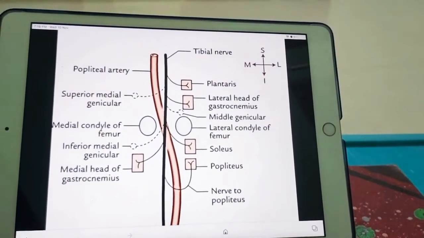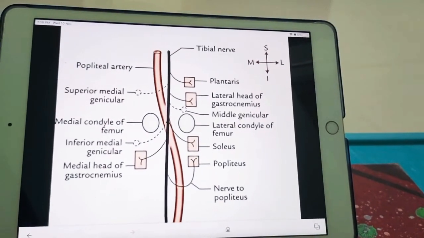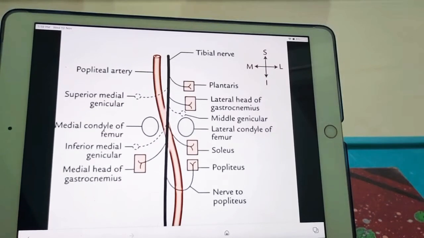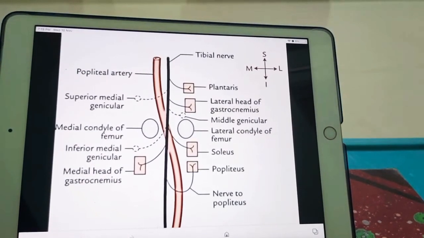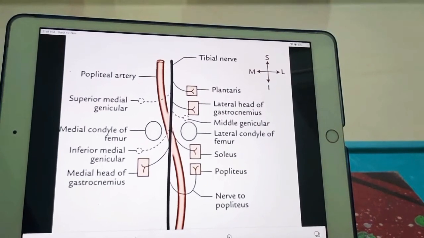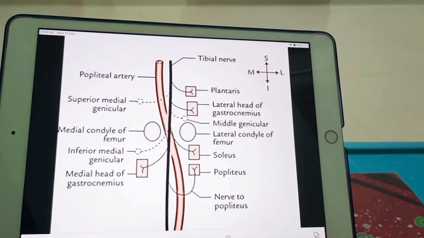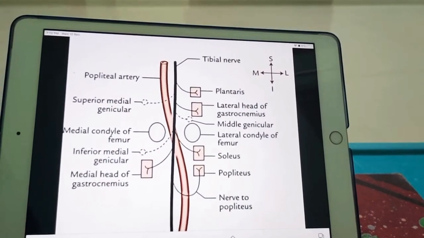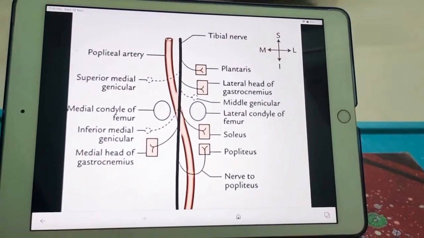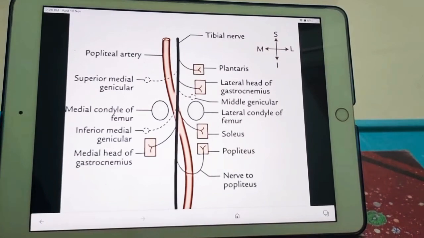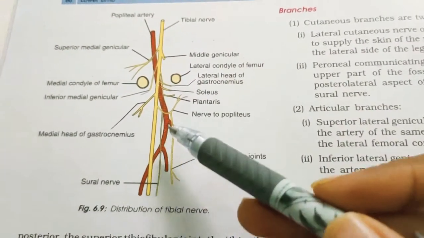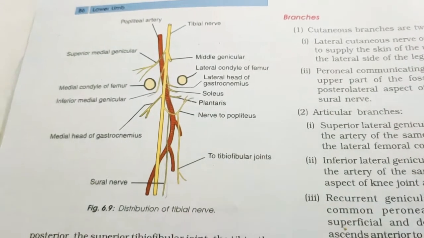Now coming to the cutaneous nerve. The cutaneous nerve is also called the sural nerve, which originates in the middle of the fossa and leaves it at the inferior angle. It mainly supplies the skin of the lower half of the back of the leg and the whole of the lateral border of the foot till the tip of the toe. Okay, so we are talking about the cutaneous nerve. In this diagram you can see the sural nerve. This is nothing but the cutaneous nerve.